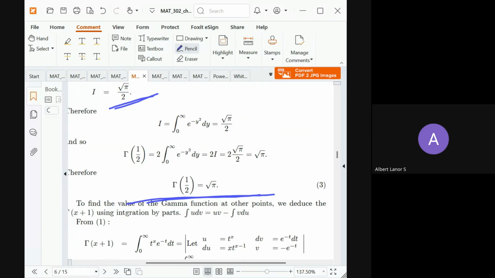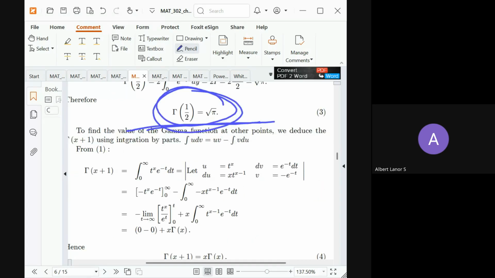So, the gamma of half will be equal to root pi. So, gamma of half is root pi. Okay. Now, let's also do it for the general case.